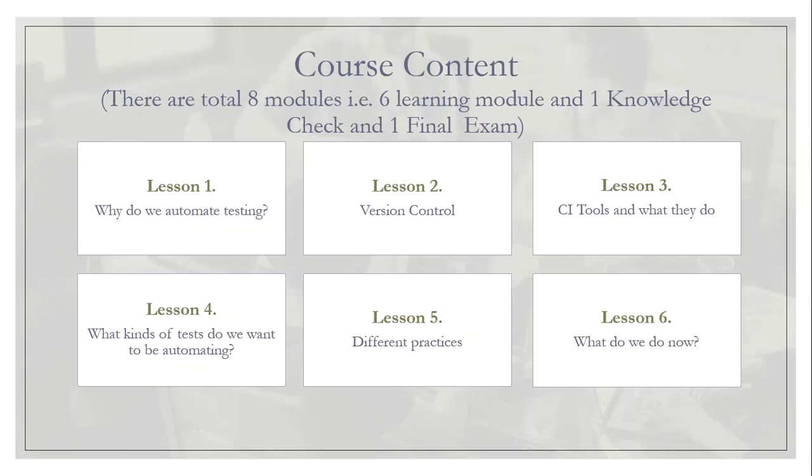Lesson 4 covers what kind of tests we want to automate. It may be some particular scenarios, or we should automate everything, so lesson 4 tells about that. Lesson 5, or module 5, talks about different practices pertaining to continuous integration, version control, etc.